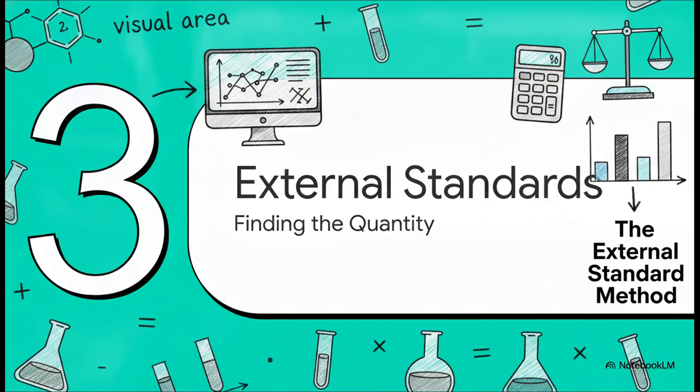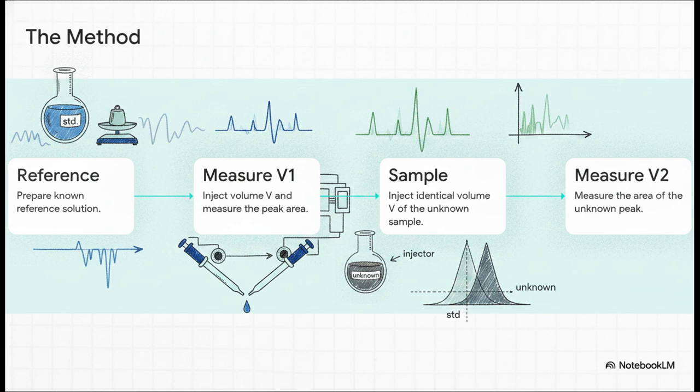Section 3, the external standard method. Let's get to the climax of the explainer. How do we turn that visual area on a computer screen into a hard, trustworthy number? Well, the method is brilliantly elegant. Think of it like using a benchmark weight on a calibrated scale. Step 1, we prepare a reference solution with a known exact concentration.